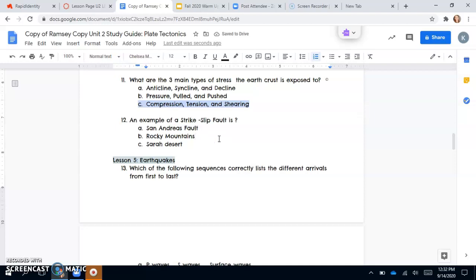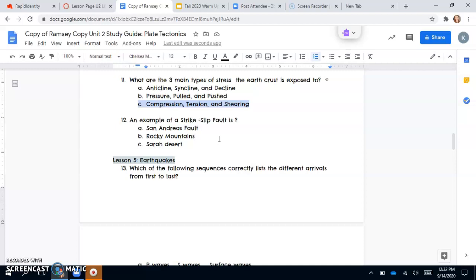So compression is like a pushing. So the compression happens at continental convergent boundaries and other convergent boundaries as well. So where two plates come together and meet, you have compression because they're squeezing against each other. Tension is movement away, so pulling away. So we get tension at divergent boundaries. And then shearing is a motion at transform boundaries where two plates move past each other.